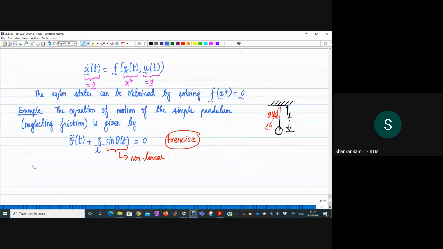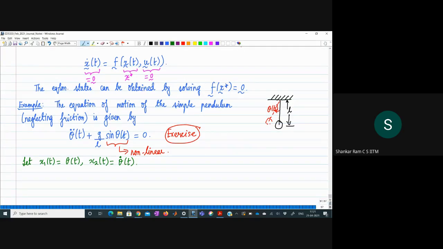So let us choose the two state variables to be x1 t equal to theta t and x2 t equal to theta dot t. Okay, so the process remains the same. We need to choose as many state variables as the order of the system. This is a second order system, so we choose two state variables, right? The first state variable is the angular displacement theta, and the second state variable is the angular speed theta dot.